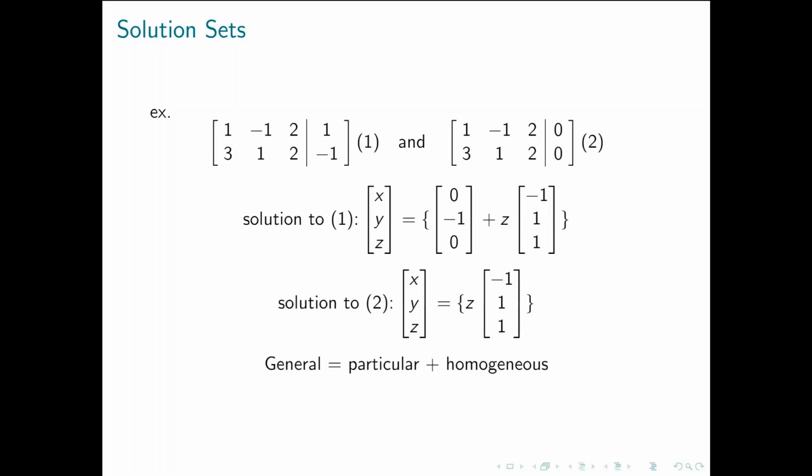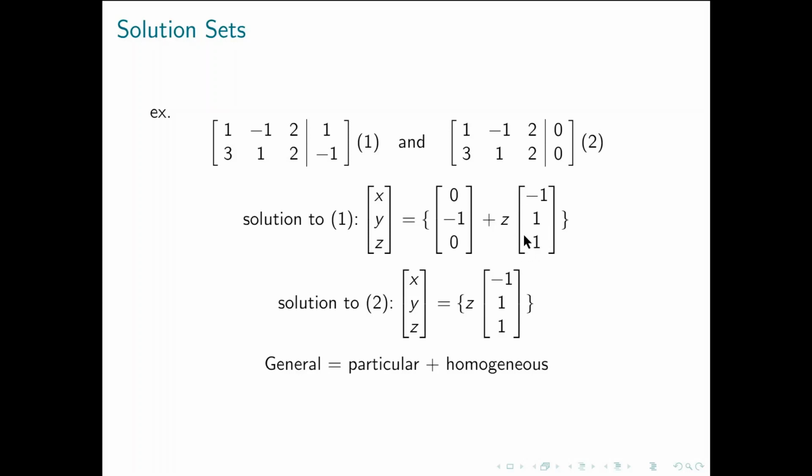The solution to the inhomogeneous system, the first one, consists of a constant vector, 0, -1, 0, which is right here, and then another vector that's multiplied by z. And for the homogeneous system, we just have a vector that's multiplied by z. And you'll notice something interesting. The homogeneous solution appears in the solution to the inhomogeneous system. This vector z times -1, 1, 1 appears right here. Z times -1, 1, 1.